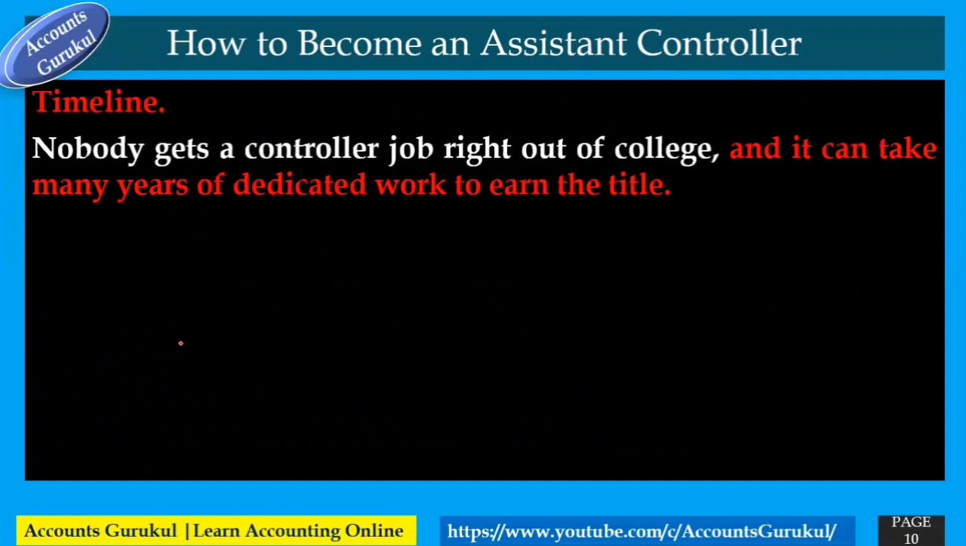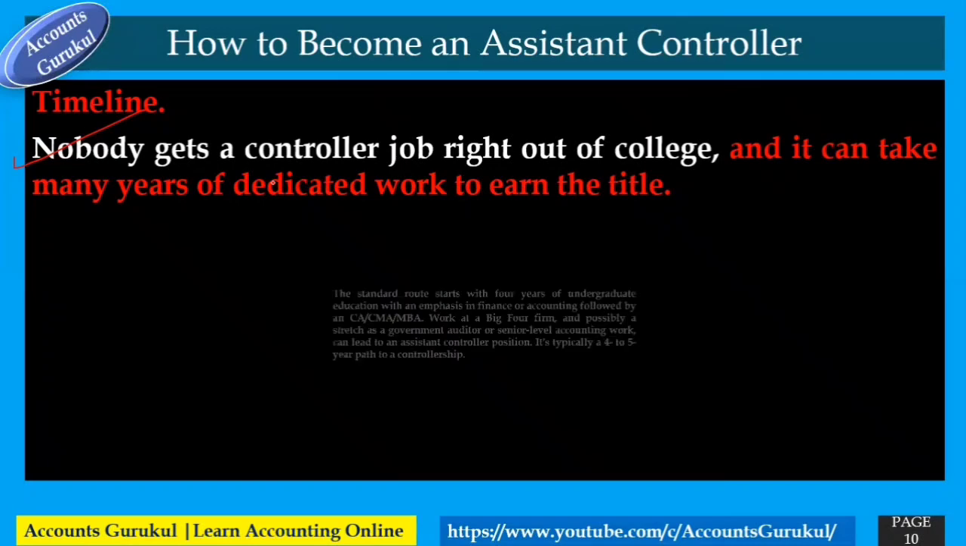The timeline: nobody gets a controller job right out of college or with a postgraduate degree. It can take many years of dedicated work to earn the title, because this is the highest respected and most knowledgeable job in accounting and finance. And for that, your dedication and a number of years of experience are going to give you the benefit to earn this title.